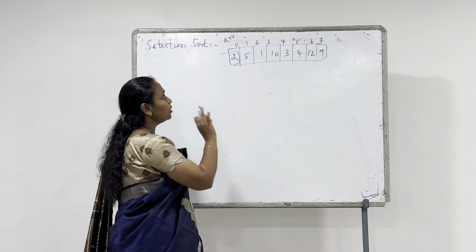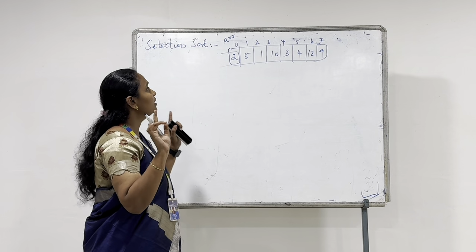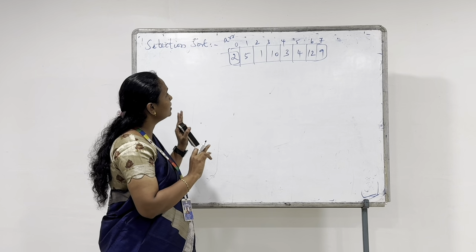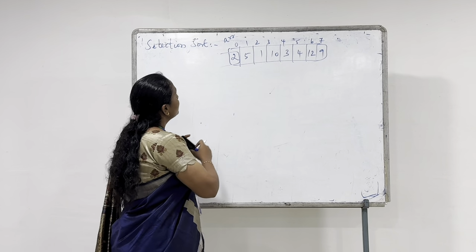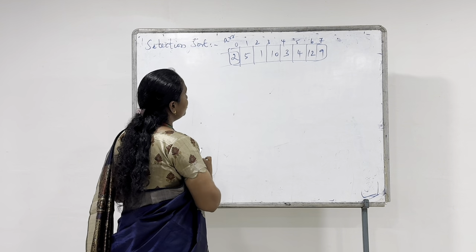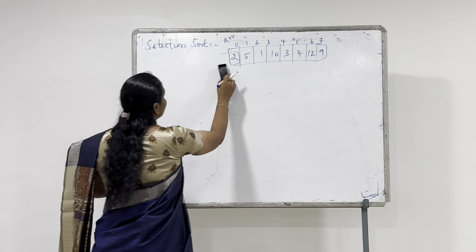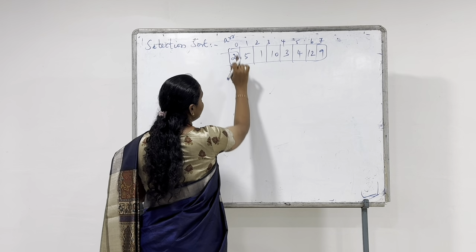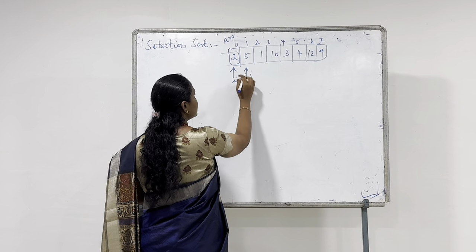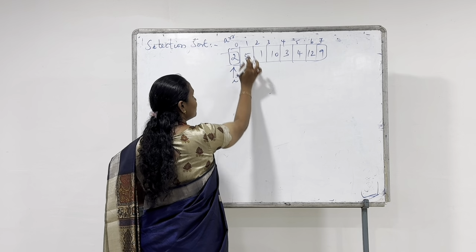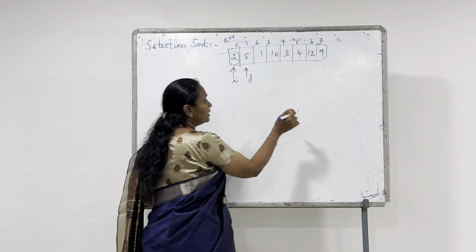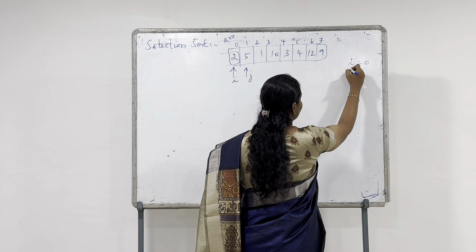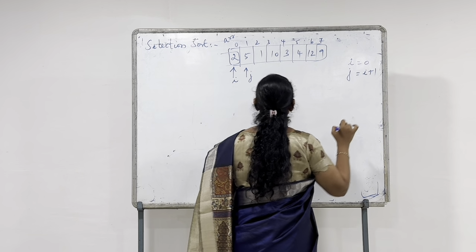In selection sort, the element that is going to be fixed in the first position is always the minimum element. This is the main idea of selection sort. It works by using two pointers, i and j. i is pointing to the 0th index, and j is pointing to the i plus 1 position.